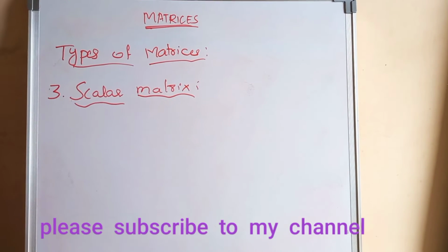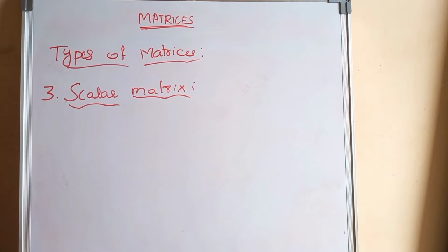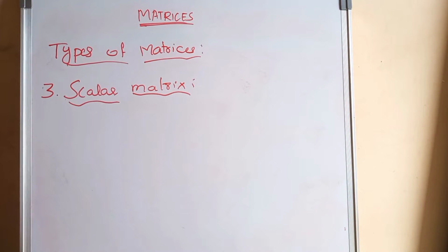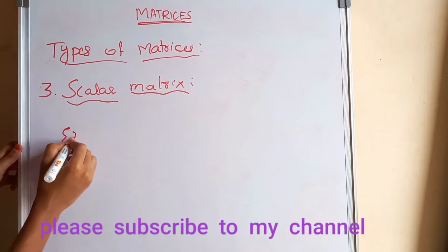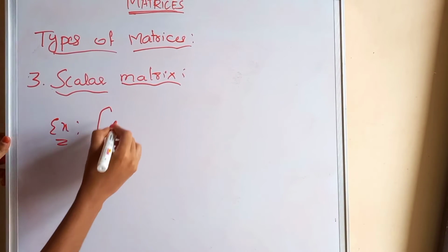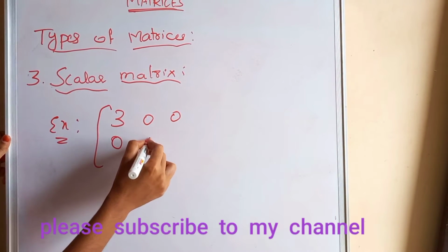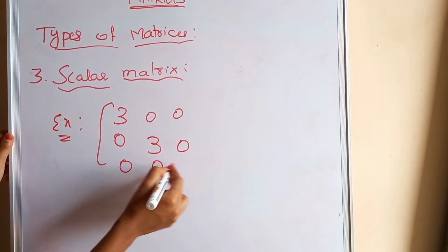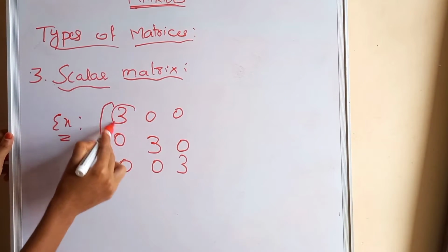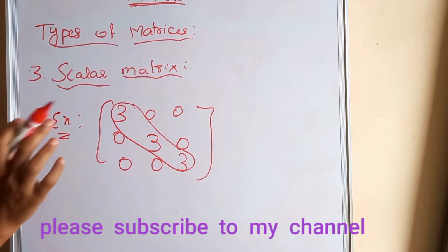Next, third one is the scalar matrix. If each non-diagonal element of a square matrix is 0 and the diagonal elements are the same. Example: 3, 0, 0, 0, 3, 0, 0, 0, 3. Here the diagonal elements are equal. Then it is a scalar matrix.